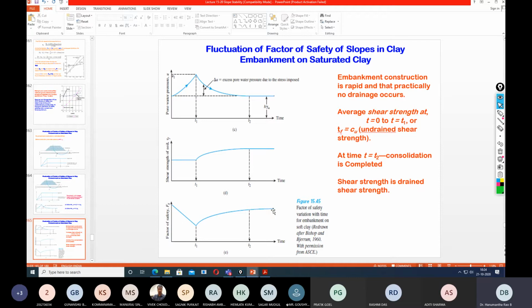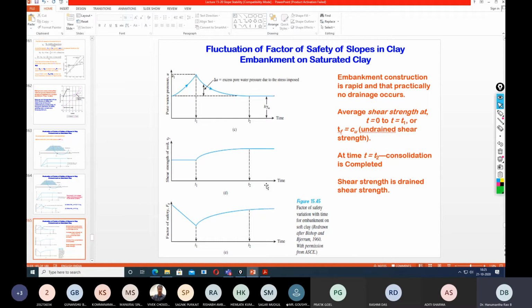So this is what exactly happens. Within the ground, when you build any structure on the natural ground, especially on saturated clay, this gives a small glimpse that the factor of safety is not constant during the construction of any earthen structure.